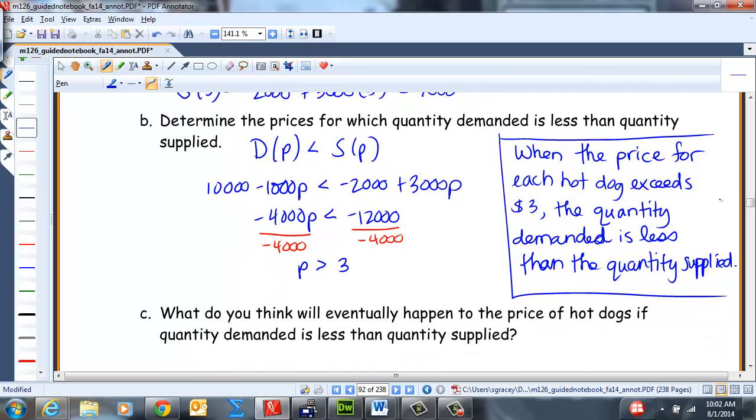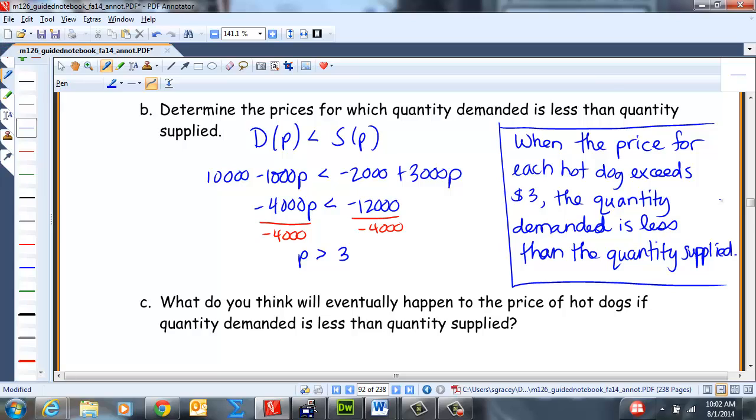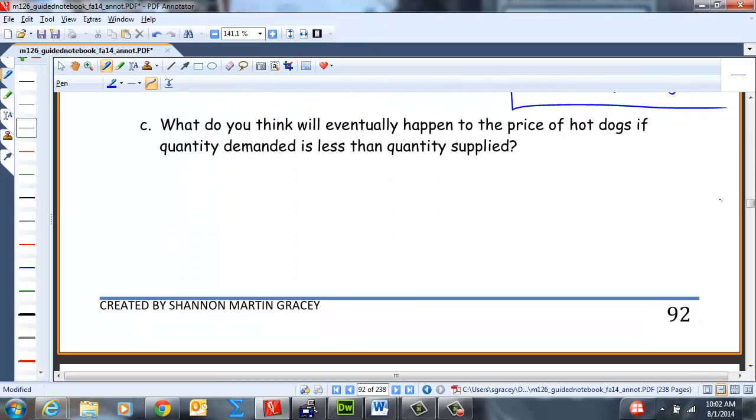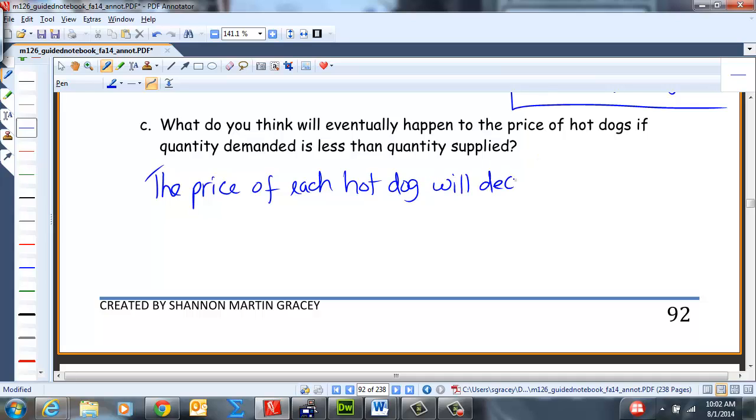Okay, so now this next one. What do you think is going to happen to the price of hot dogs if quantity demanded is less than quantity supplied? So basically, you don't have people buying all the hot dogs. What do you think will happen? Good. The price of each hot dog will drop, will decrease.